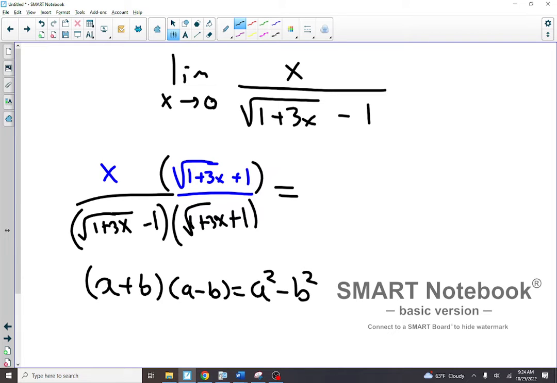So in that case, since I have plus and minus conjugates on the bottom, I can square the first term, which is the square root of 1 plus 3x. Well, the square of a square root is just itself. What's this? 1 plus 3x.